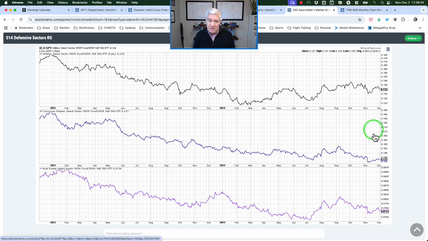The utilities, consumer staples, and real estate sectors actually did start to improve as the month of November went on. Just in the last couple of days, coming out of the Thanksgiving holiday, we've seen a downtick in those relative strength lines. But I would certainly be watching this into the month of December to see if you see an improvement in these relative strength lines.